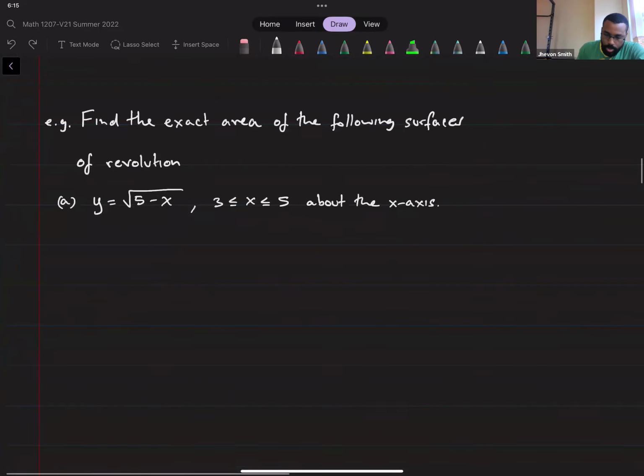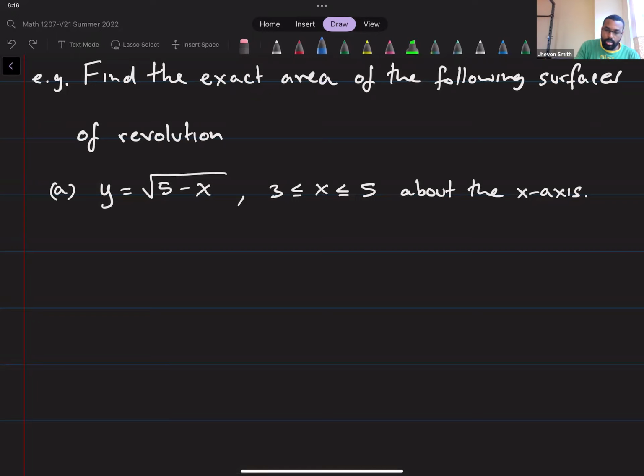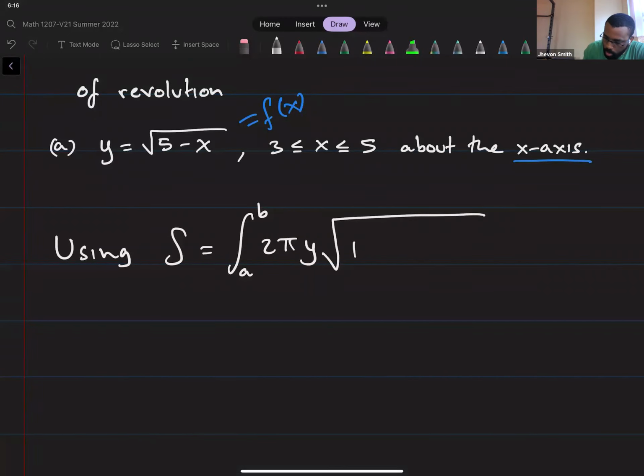All right, awesome. So now this is just an application, which means once you understand the formula, you don't have to rederive it every time. You just apply the formula. You know that there's a formula for finding the surface area given certain information. Here, notice that our function y is written as a function of x, and we're going around the x-axis. That tells us which formula we want to use. We want to use the one in the left column. So I can say, using S equals, we're going to do the integral from a to b of 2 pi y times the radical of 1 plus dy dx squared, dx.